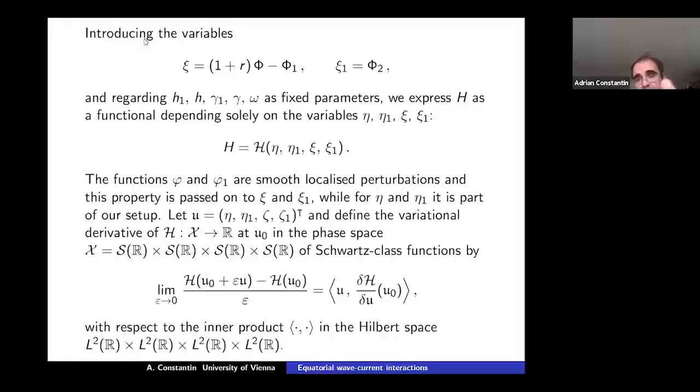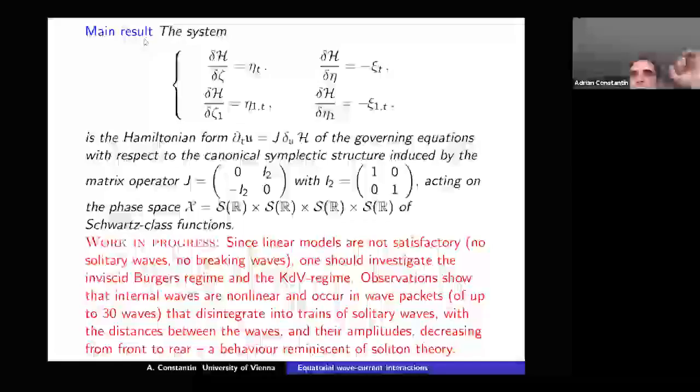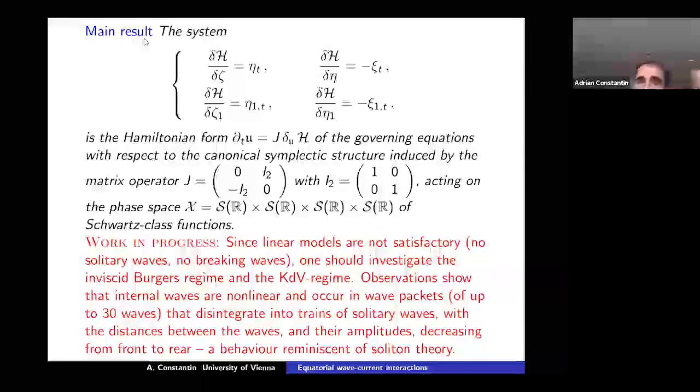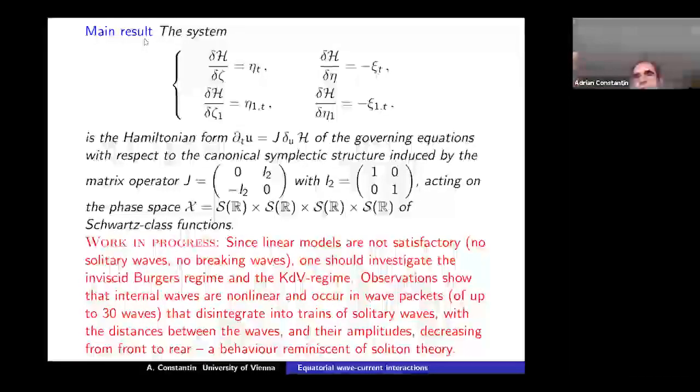And then, in the L2 inner product, the main result is this one. The governing equations for constant vorticity on top and on bottom have this canonical Hamiltonian structure here. So it's a standard Hamiltonian system. The Hamiltonian operator is here, and it is for Schwartz class functions. And so this is the Hamiltonian structure of the governing equations.